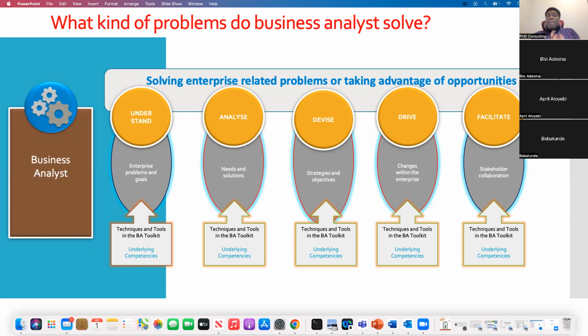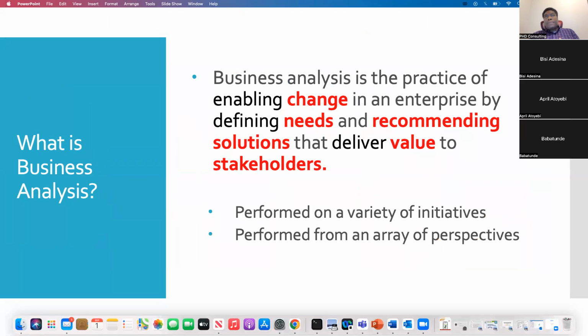Okay. Now, the most important thing here is that your underlying competencies as a business analyst make you stand out. You devise strategies and objectives, you drive changes within the enterprise, and you're able to facilitate stakeholder collaboration. Now, what's business analysis?